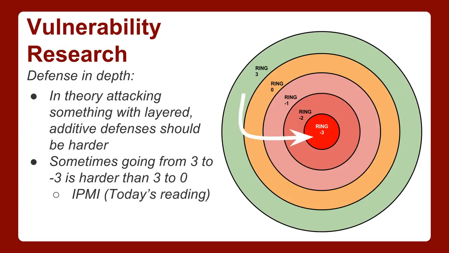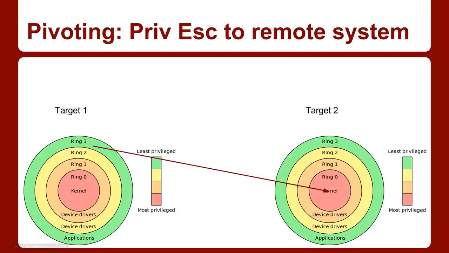However, sometimes you don't have to go from one step to the other. And like I said, the reading for the homework that'll be released today shows some capabilities in jumping straight from ring 3 to the IPMI mode, which is ridiculously dangerous. So you need not privilege escalate on the same system.